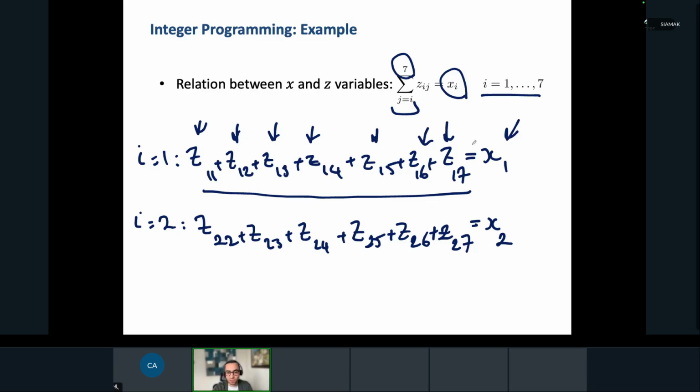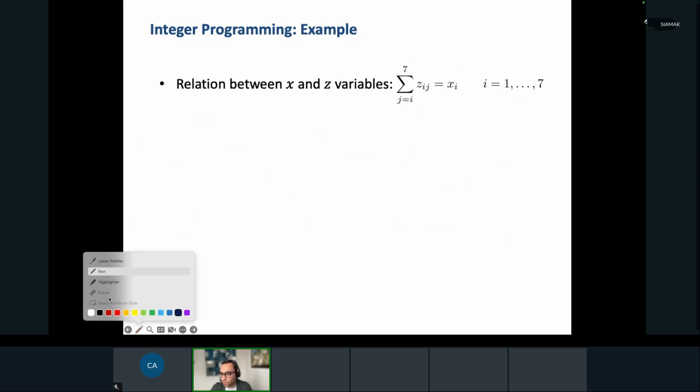Okay, great. When you have the closed form of a constraint, I would always recommend you to write down the open form so that you can see what the i's are, what the j's are, those things. Okay, this is the first constraint that we have.